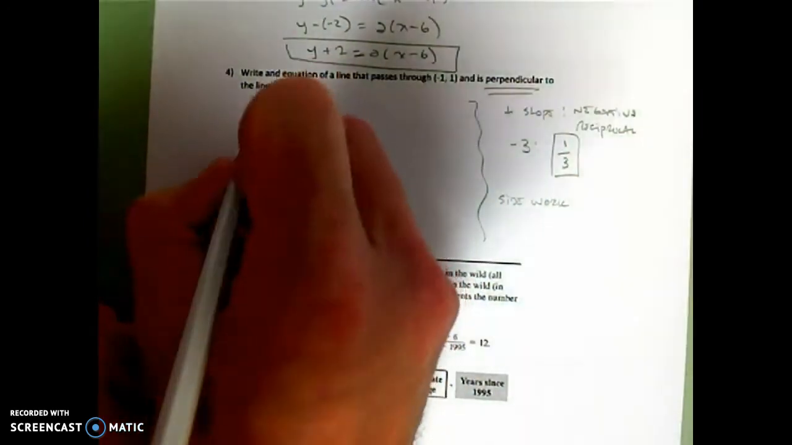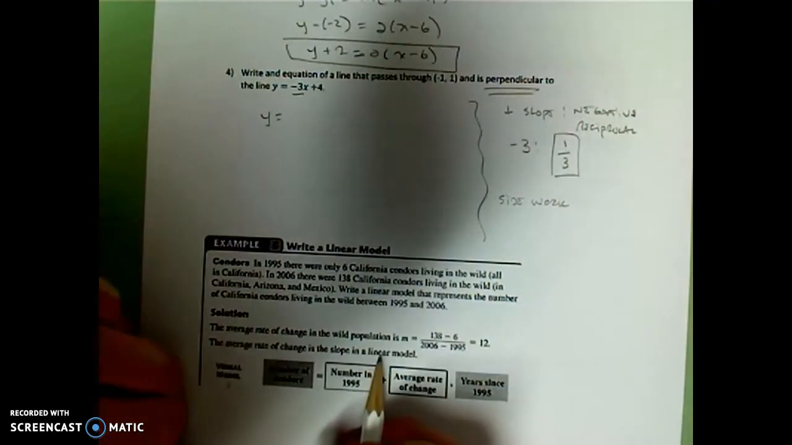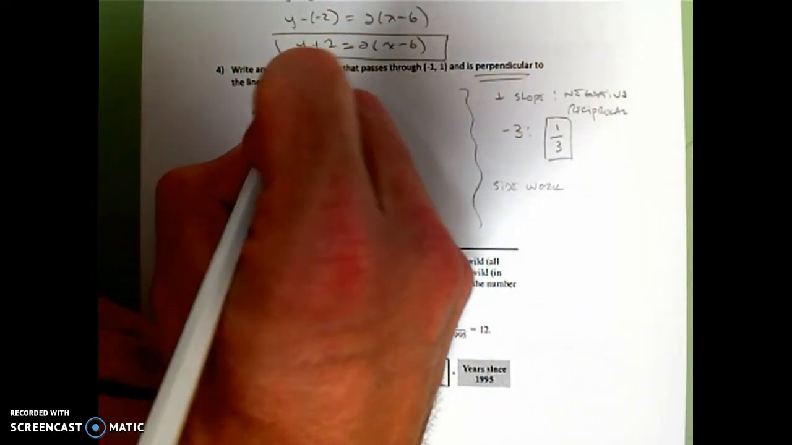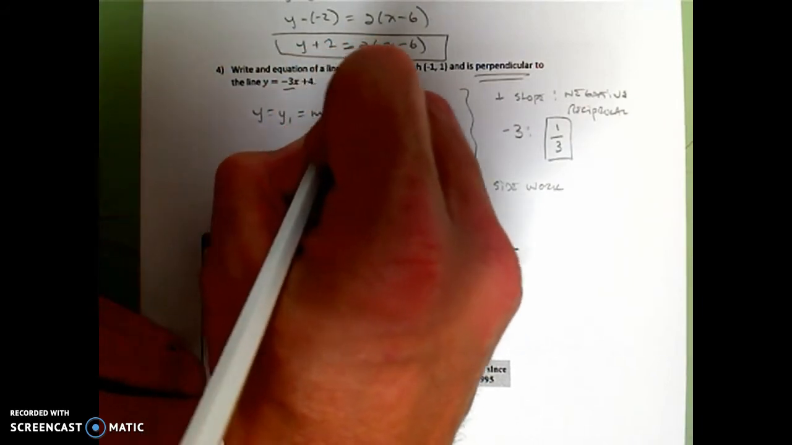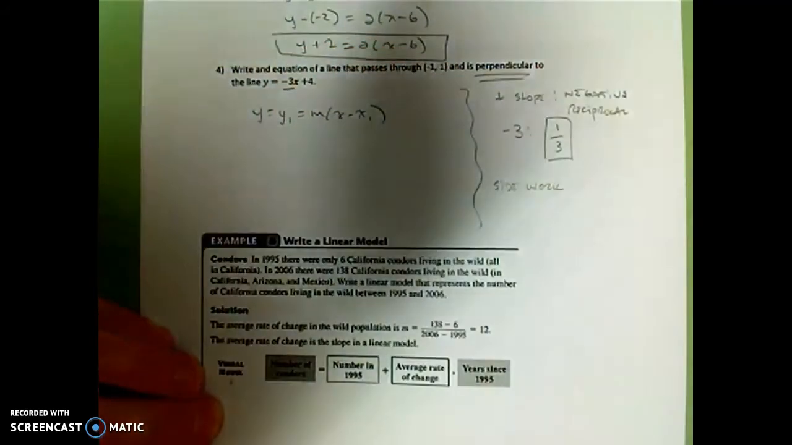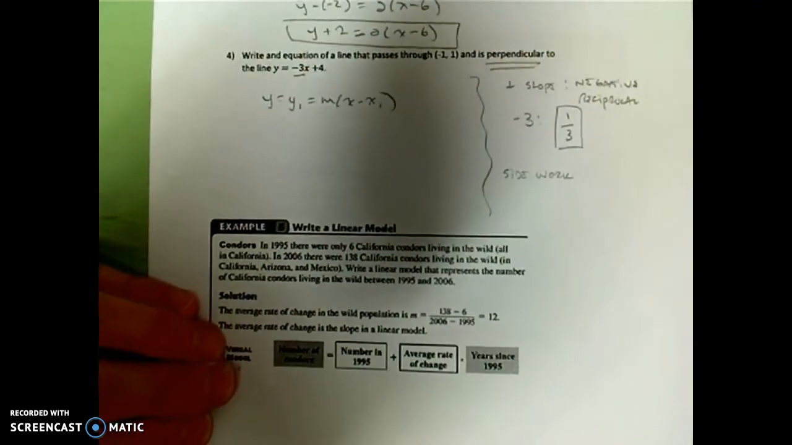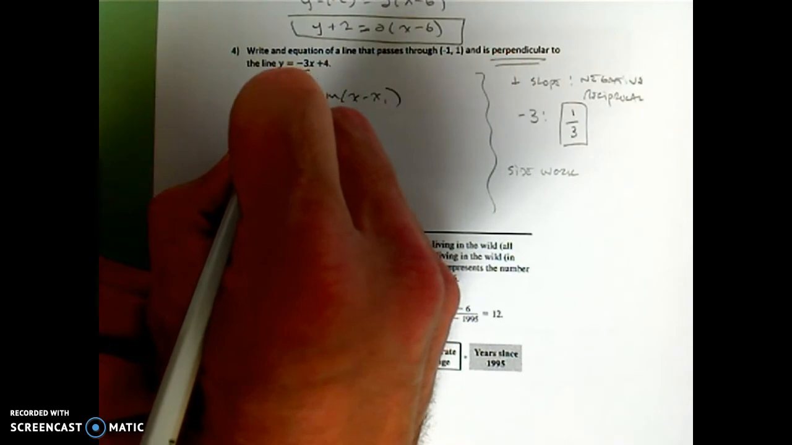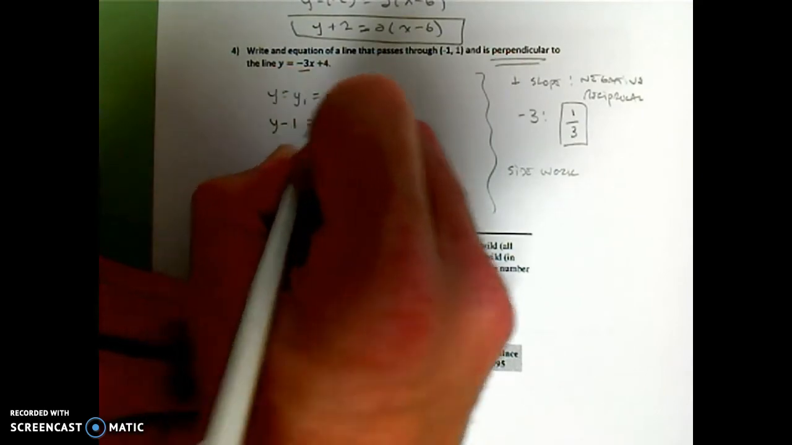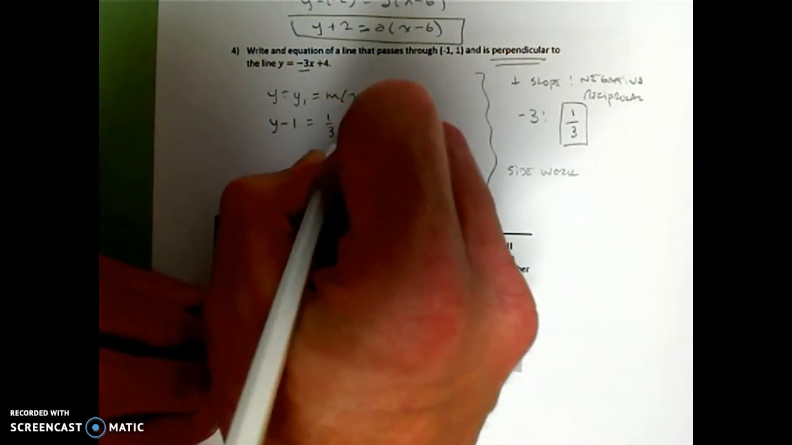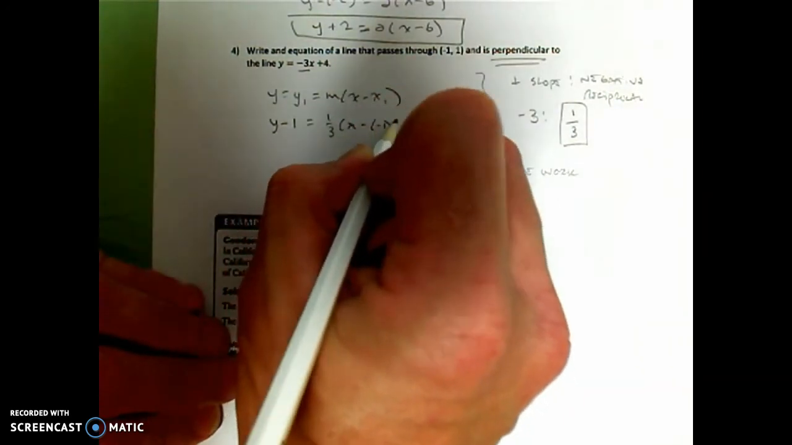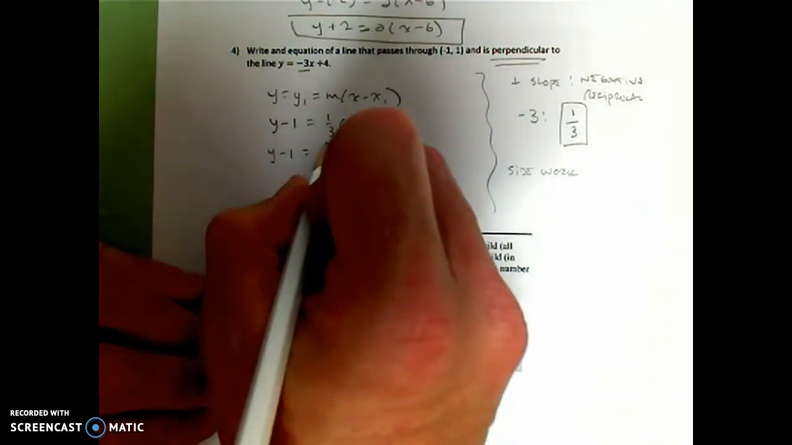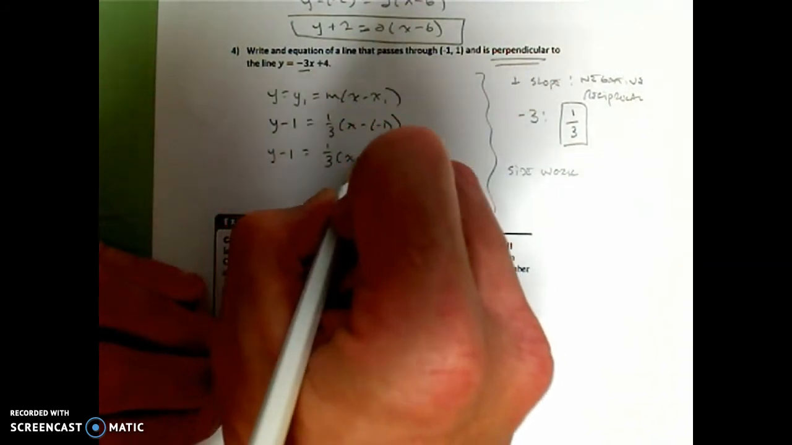Okay, now, y minus y1 equals m times x minus x1. We've got our slope. We've got our x and y coordinates for our point. Let's go ahead and substitute those in. y minus 1 equals 1/3 times x minus negative 1. Simplifying, y minus 1 equals 1/3 times x plus 1.